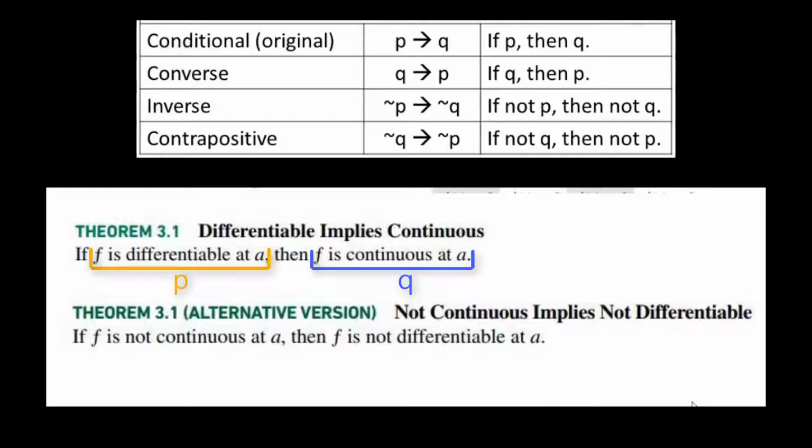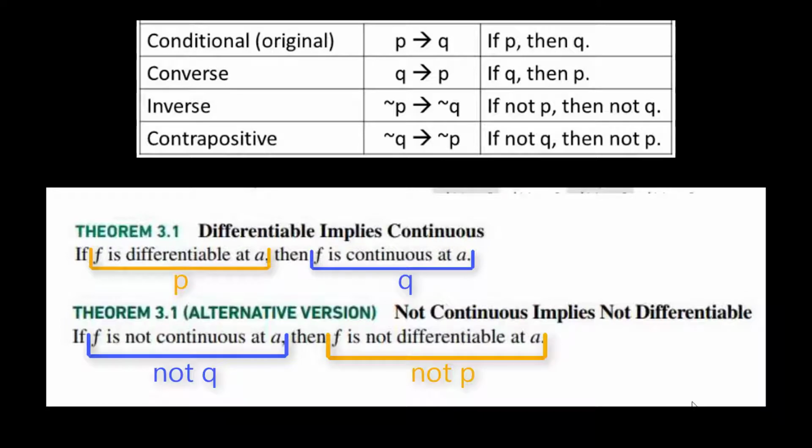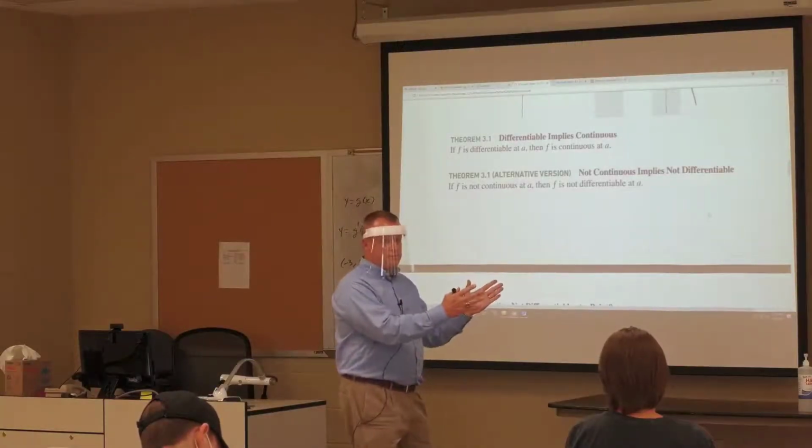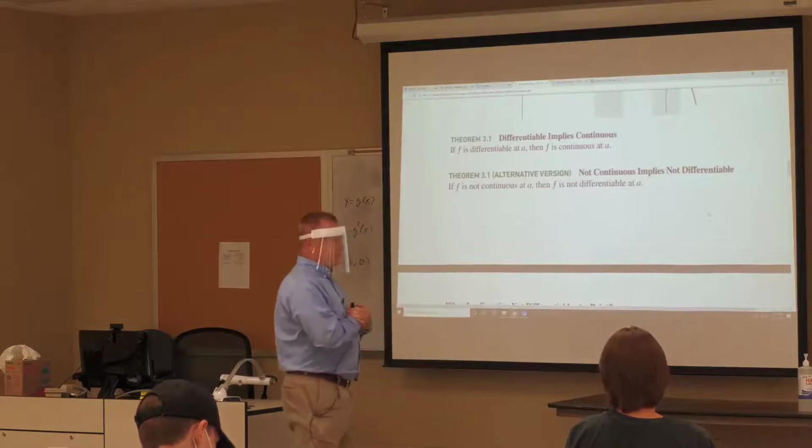If you reverse the if and the then statements and you negate them, then you get another statement that's true. You ever heard of that before? Blank stares? Sorry. That's the contrapositive. Contrapositives are always true. So if differentiable, then continuous, then I can say if not continuous, then not differentiable. That is true. So if a function is not continuous at a point, then it's definitely not differentiable at the point. Questions about that?